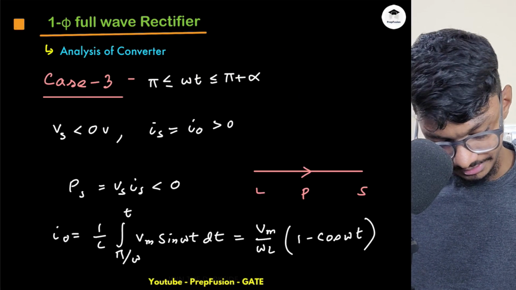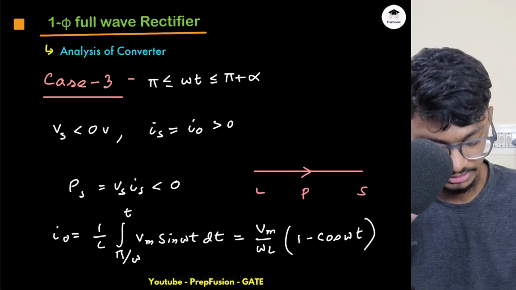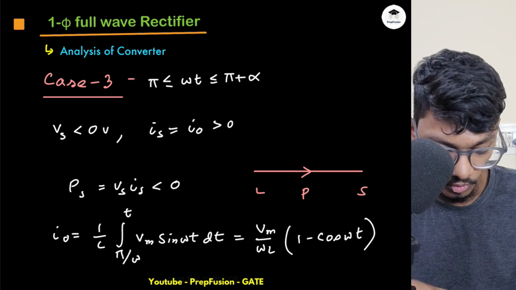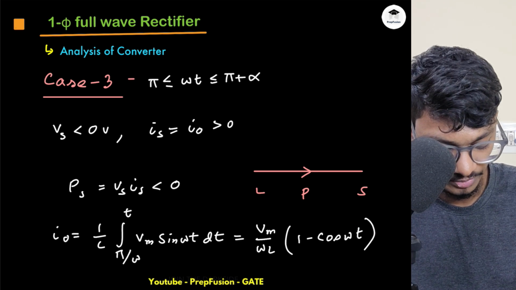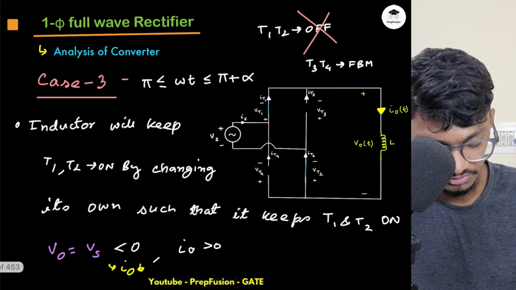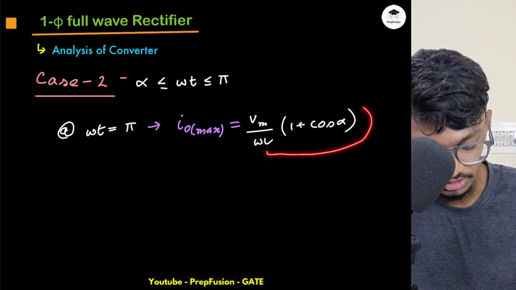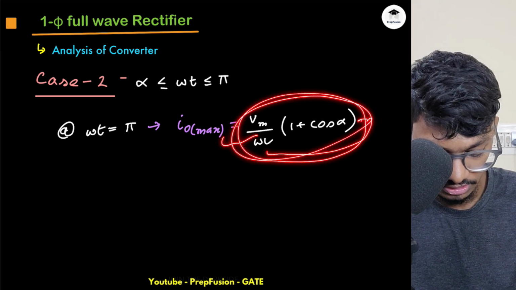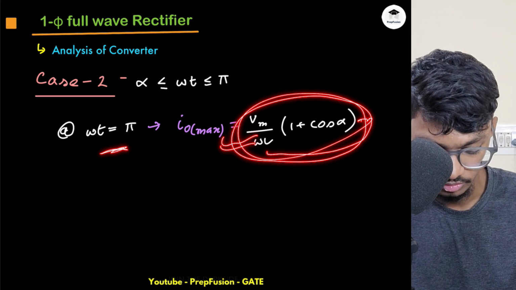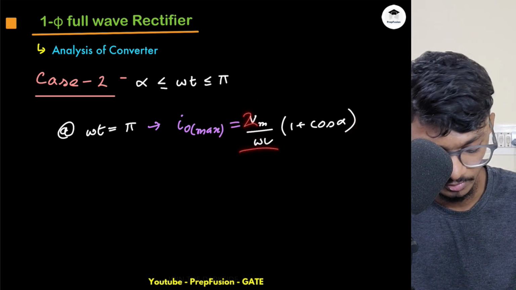The integration is minus sin omega t, so this will be minus and this will be plus. Okay, 1 minus cos omega t. Now if I put here omega t equals to pi, what is the value? It is simply 2 Vm upon omega L, which is not satisfying. Actually, I need this value, because this was the current at omega t equals to pi, which was 2 Vm upon pi L.